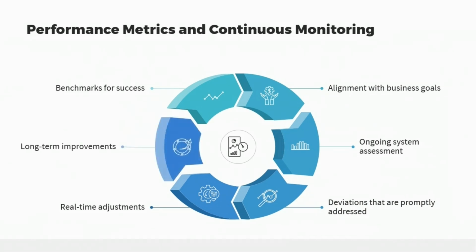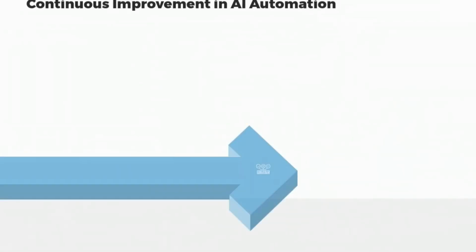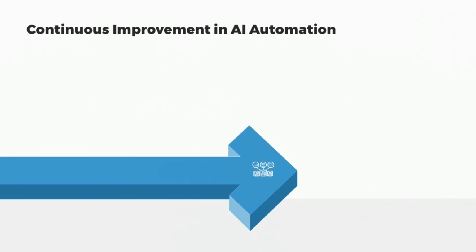And iteratively refining and enhancing AI systems over time can help to address evolving needs in technologies and market dynamics, ensuring their continued relevance and effectiveness. And finally, continuous improvement in AI automation is really important for staying competitive and driving innovation in modern IT operations.